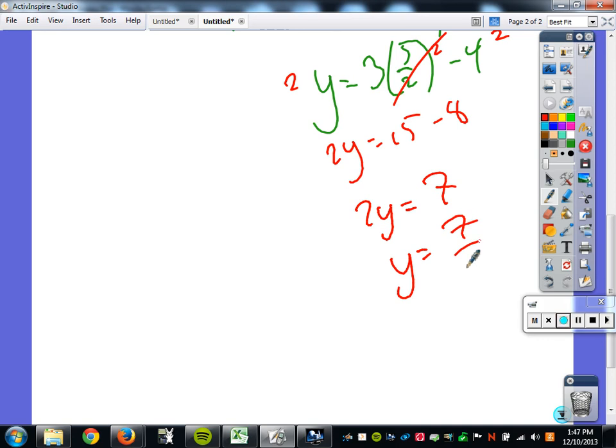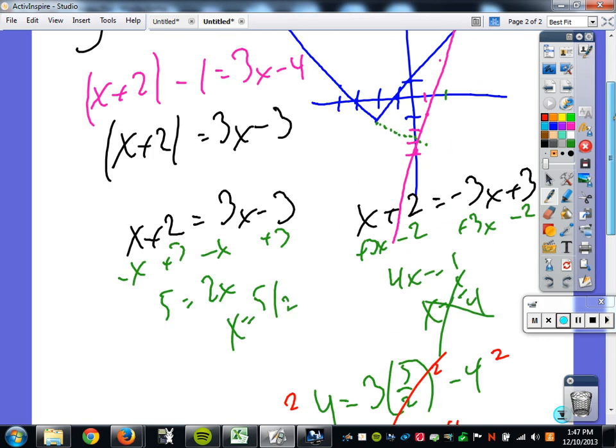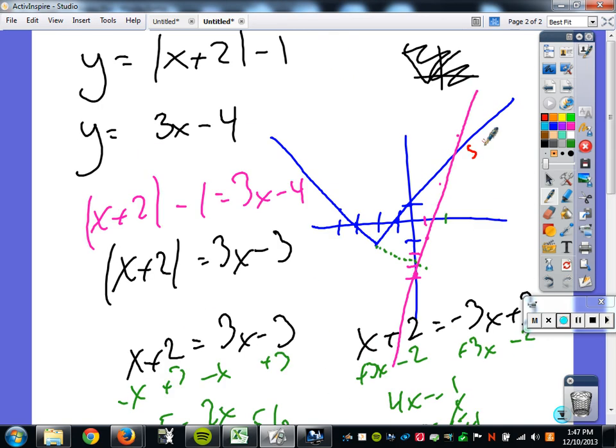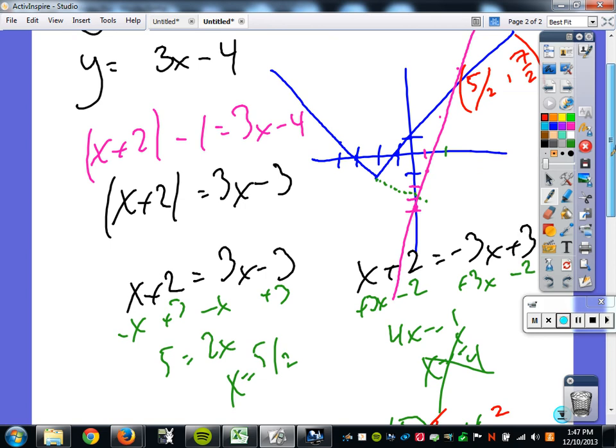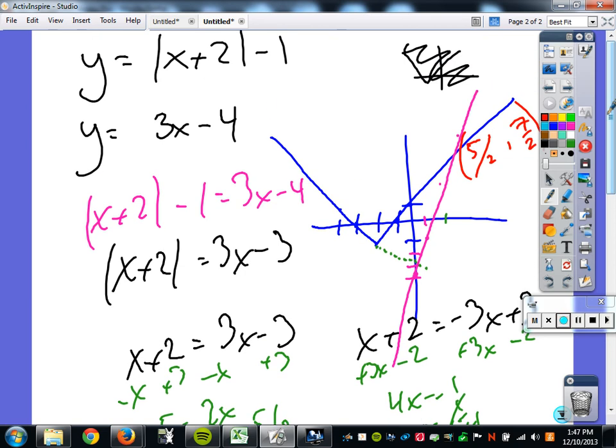So where, ladies and gentlemen, did we intersect? 5 halves, comma, 7 halves, right? That's where we intersected. You guys see that? The 7? Oh, wait, never mind. Let's go down there. 15 minus 8 is the 7. Okay, so now let's go to our calculator.